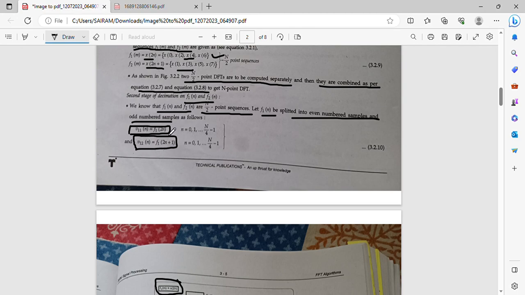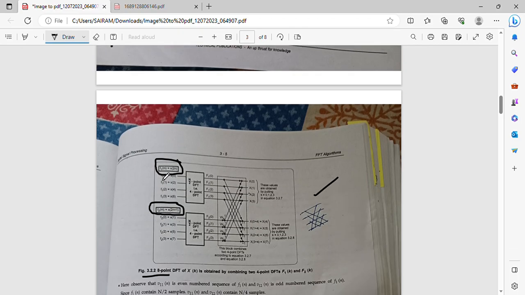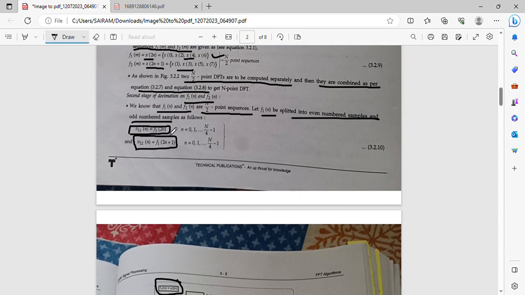That is what you're supposed to do. You divide n in f1 of n into even numbered samples and odd numbered samples. In that, v11 of n is f1 of 2n, so v11 of n will have even numbered samples, and v12 will have odd numbered samples. So that is for n is equal to 0, 1, ... n by 4 minus 1. This is v11 and v12 of n.